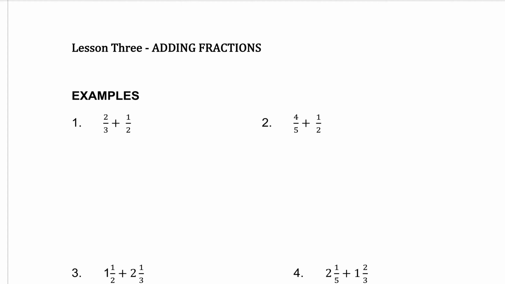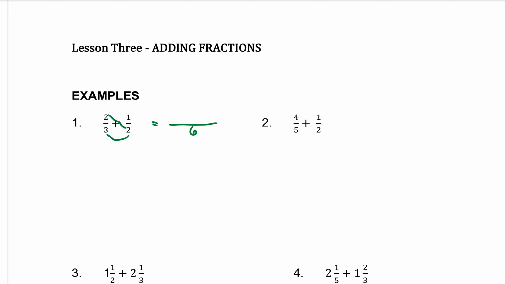plus 1/2. The first thing that we do is we multiply 2 times 3, which is 6. We make a big fraction with a 6 on the bottom. Then we start with the top left-hand side and I multiply diagonally.